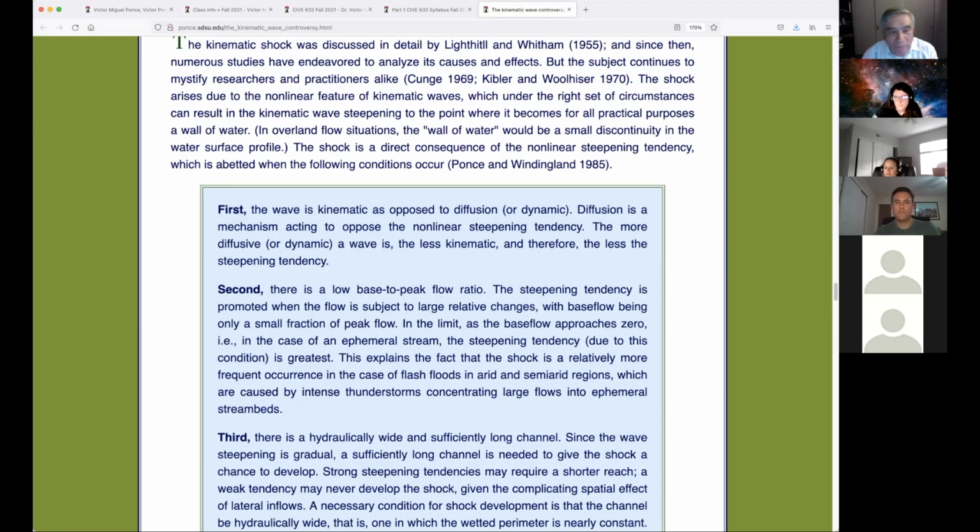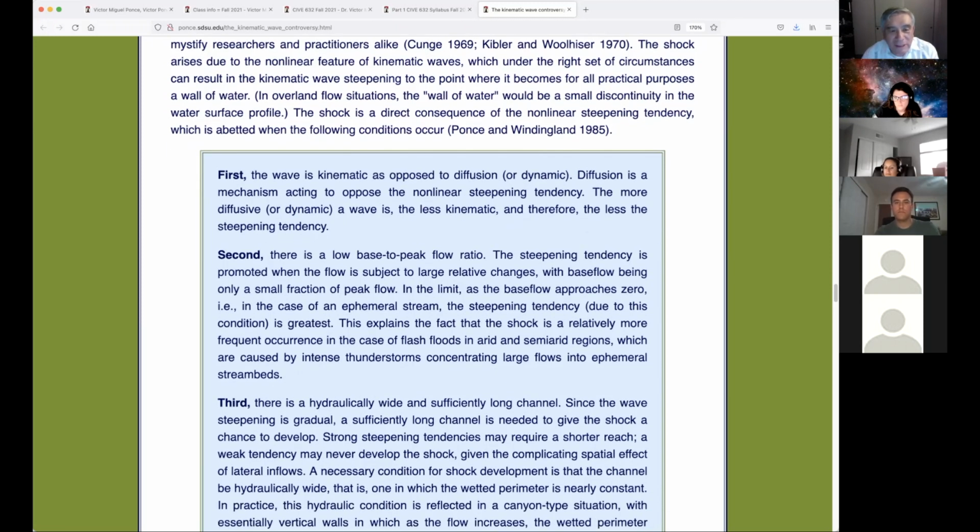So first, in the blue, when is the kinematic shock going to happen? First, when the wave is kinematic as opposed to diffusion. So a diffusion wave is not going to have a kinematic shock, period. That's it. Because the diffusion is counteracting the shock tendency. Diffusion is a mechanism acting to oppose the nonlinear steepening tendency. The more diffusive or dynamic, for that matter, a wave is, the less kinematic, and therefore the less the steepening tendency. So only a wave that is kinematic will probably steepen. It doesn't have to, but it has to be kinematic, like a first condition.